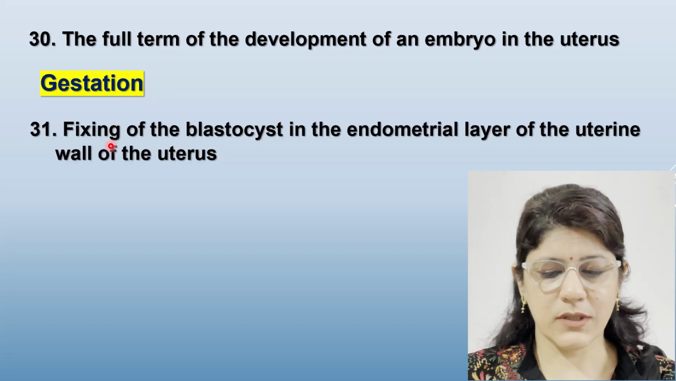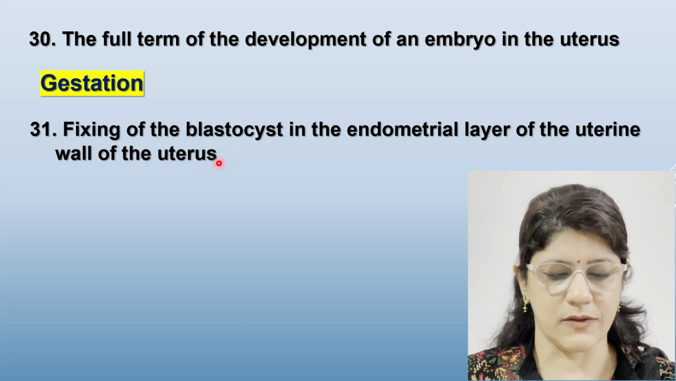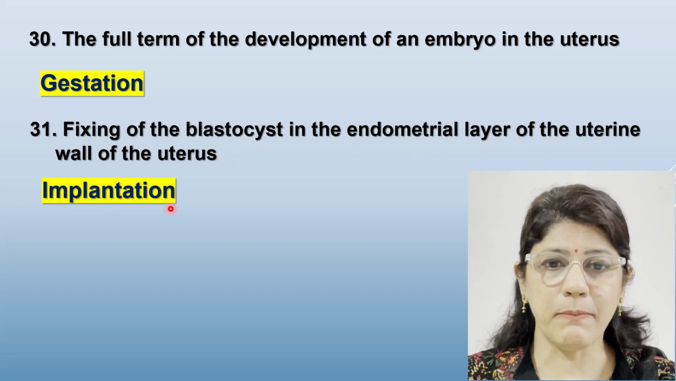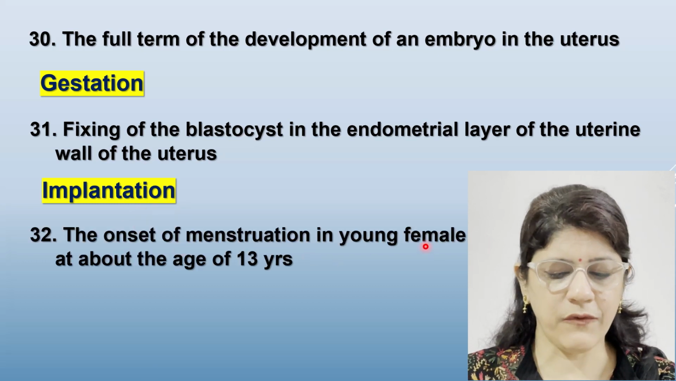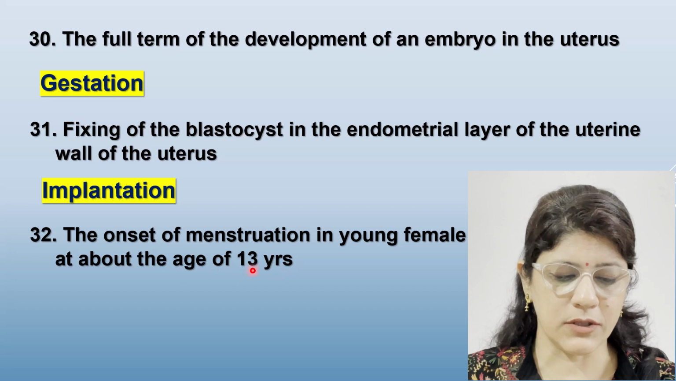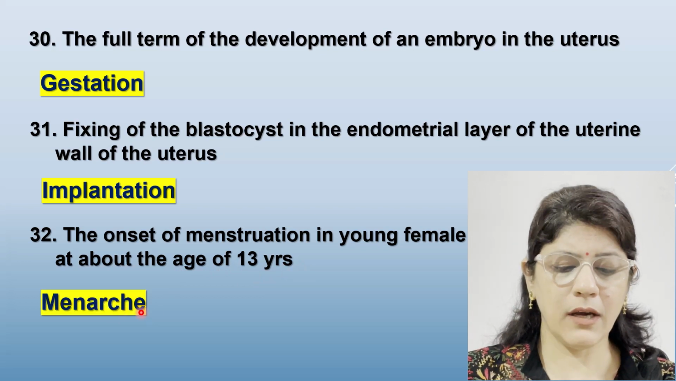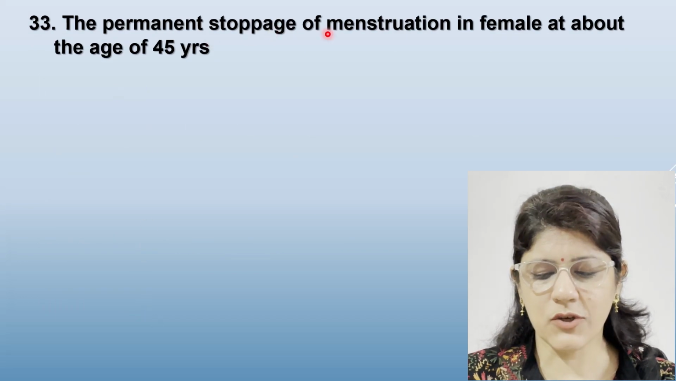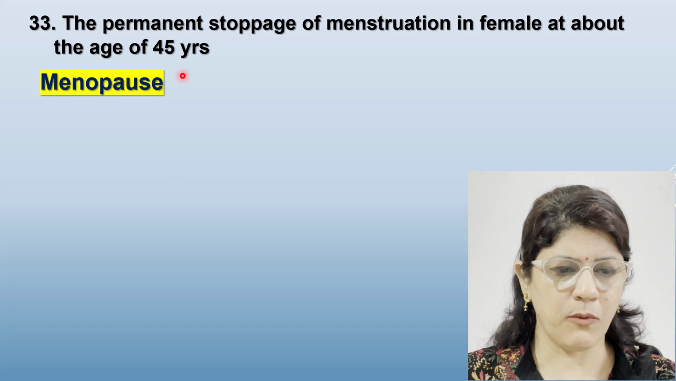Fixing of the blastocyst in the endometrial layer of the uterine wall. This process is implantation. The onset of menstruation in a young female at about the age of 13 years is known as menarche. Similarly, the permanent stoppage of menstruation in a female at about the age of 45 years is menopause.